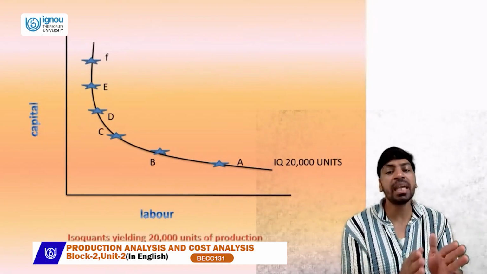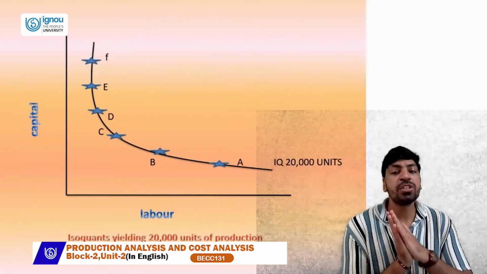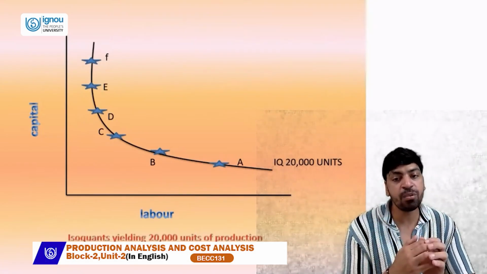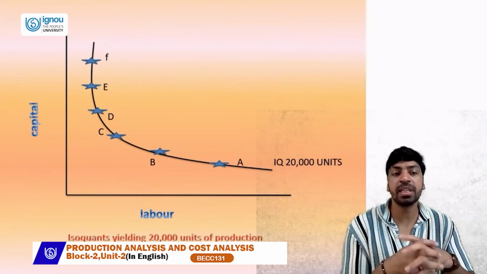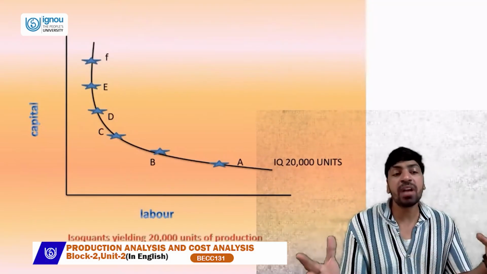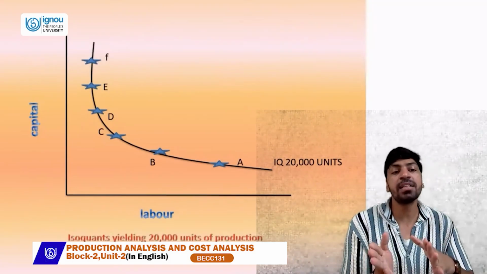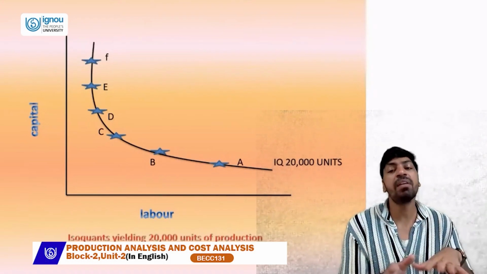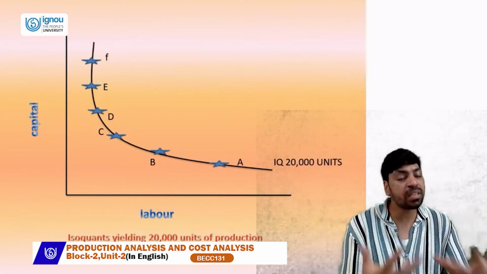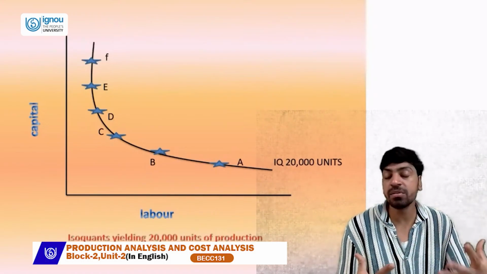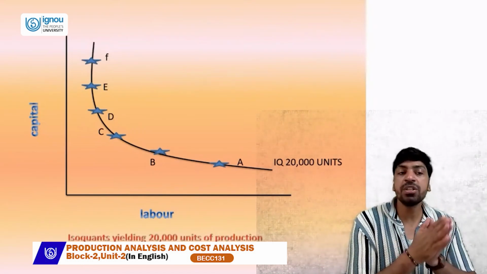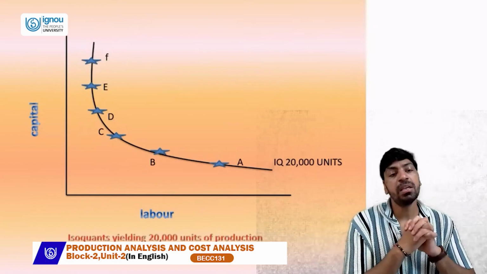So this is the shape of the isoquants. The particular isoquants, that is IQ1, IQ2, IQ3, even four or five curves, can be drawn in one diagram, each yielding the same level of output, whether it is 20,000 units, 30,000 units, or 40,000 units, where the combination of labor and capital will be involved.